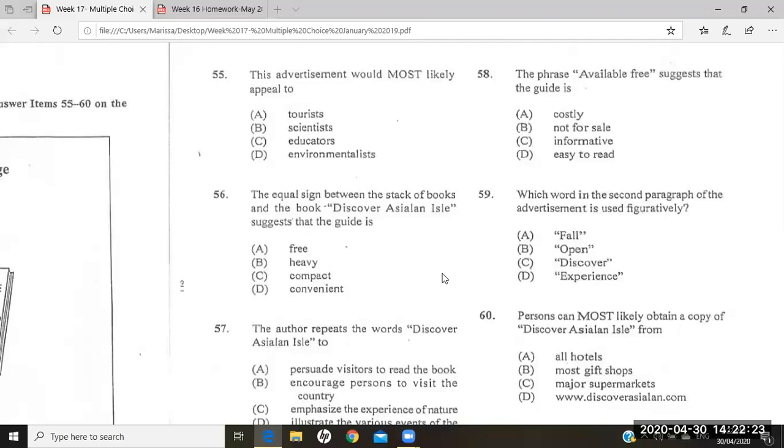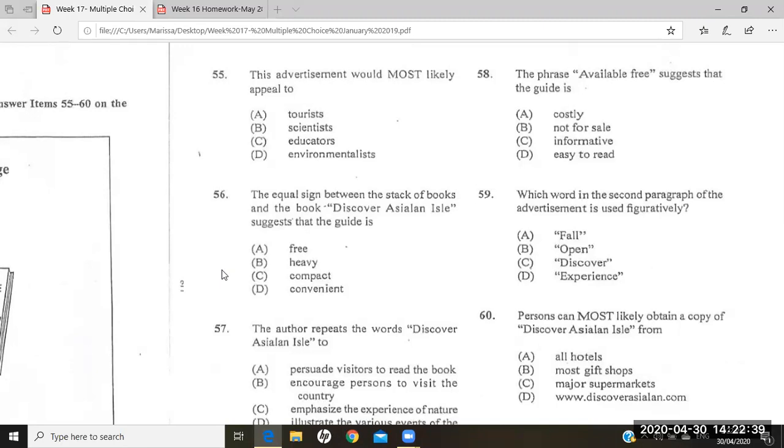So your classmates are helping you out. The answer for 55 is A, tourists. Yes, the tourists are the ones who would be interested in this guide because they would be the ones who would require information about the island that they're visiting.